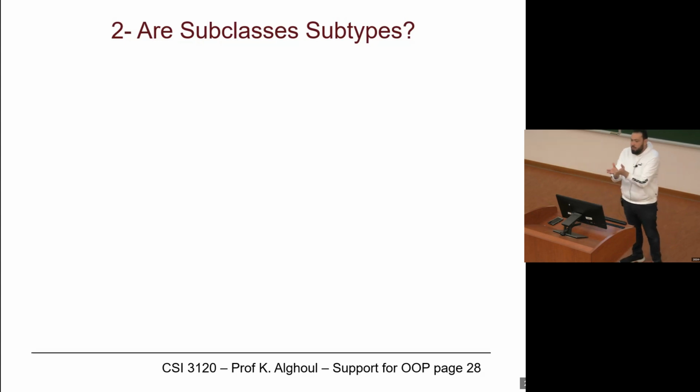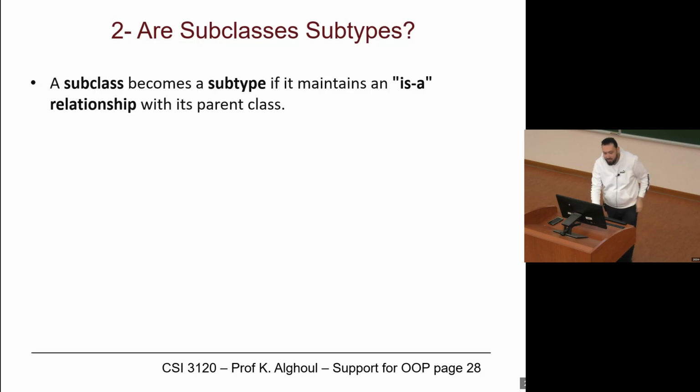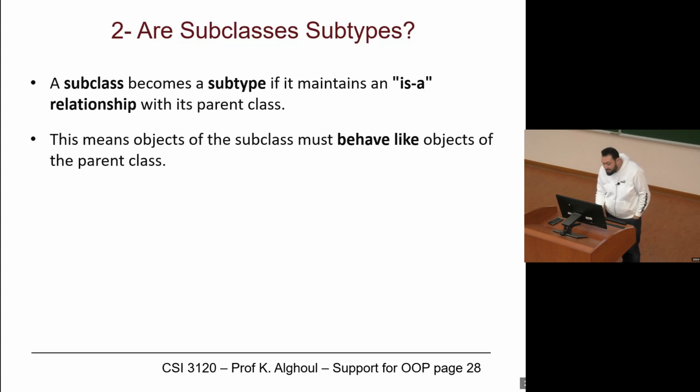Okay, now one of the design decisions has to be made. Should I allow this to happen or no? It has to be everything has to be the same exact thing. No. So this is another design. A subclass becomes a subtype if it maintains an is-a relationship with its parent class. This means objects of the subclass must behave like objects of the parent class. They have to have, for example, the same type, same.